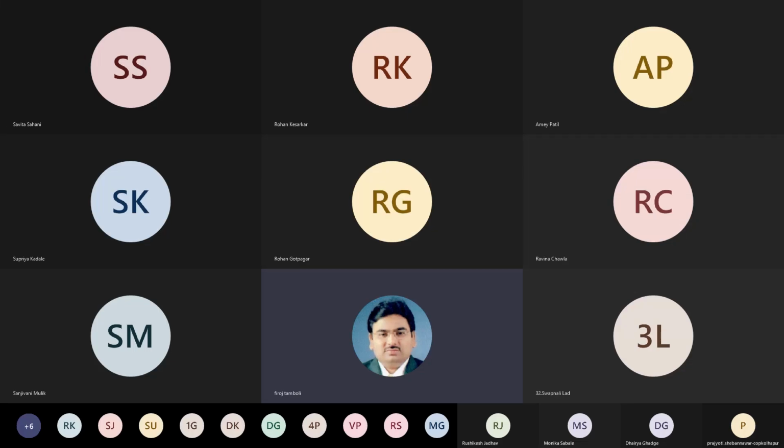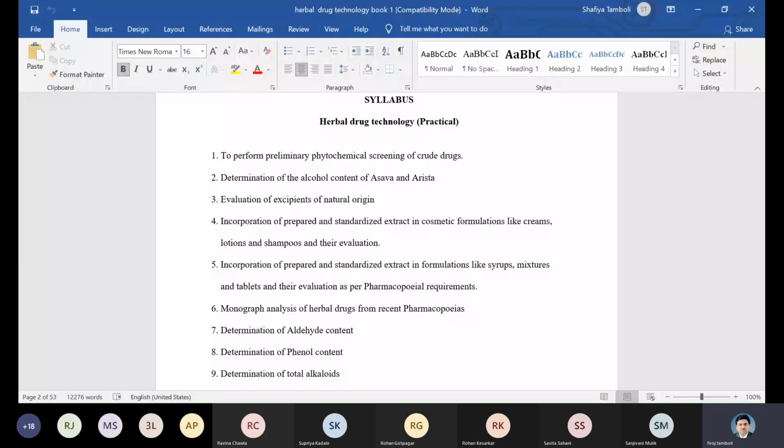So this is the practical syllabus designed by PCI for semester 6th for the subject Herbal Drug Technology. Here, what is the exact purpose to implement such type of experiment in our syllabus? That is question number one. I think you know that very well. To perform the preliminary, that is initial phytochemical screening of crude drugs means what?